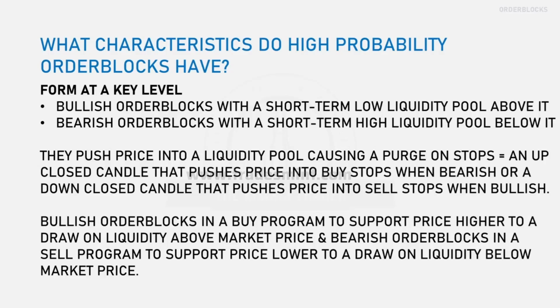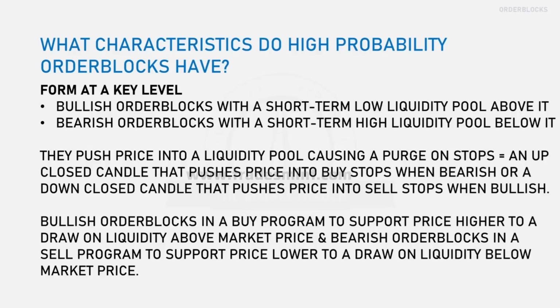First of all, order blocks need to form at a key level. So bullish order blocks with a short-term low liquidity pool above it, or a bearish order block with a short-term high liquidity pool below it. They push price into a liquidity pool, causing a purge on stops. So an up close candle that pushes price into buy stops when bearish, or a down close candle that pushes price into sell stops when bullish. We'll outline those in the charts coming up.